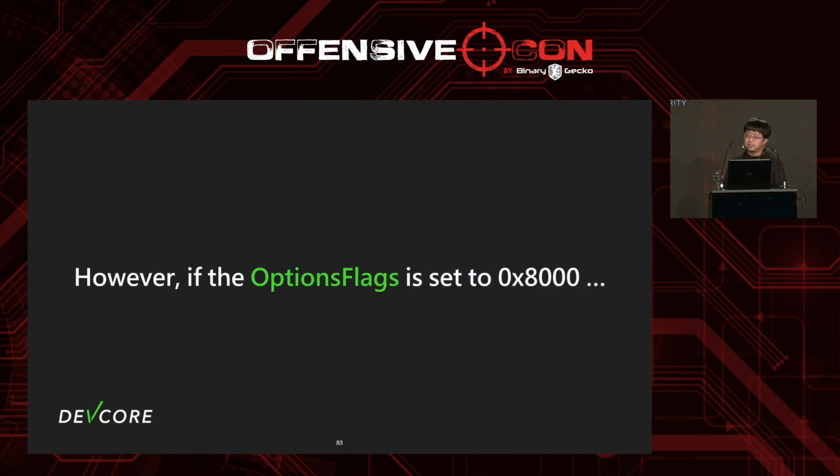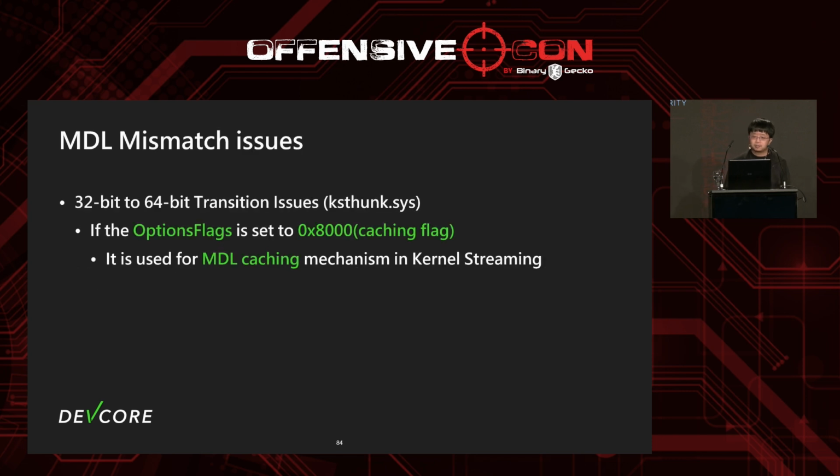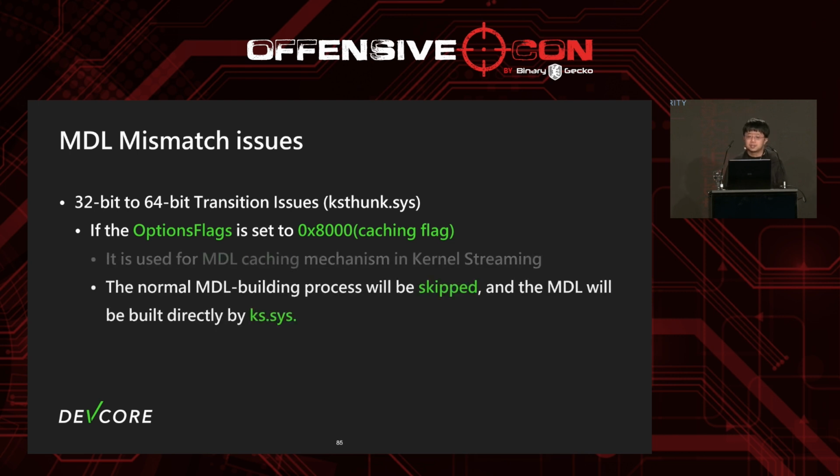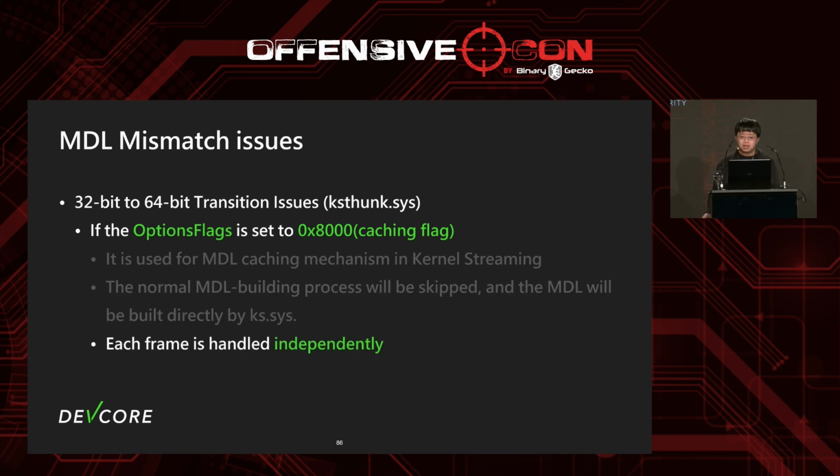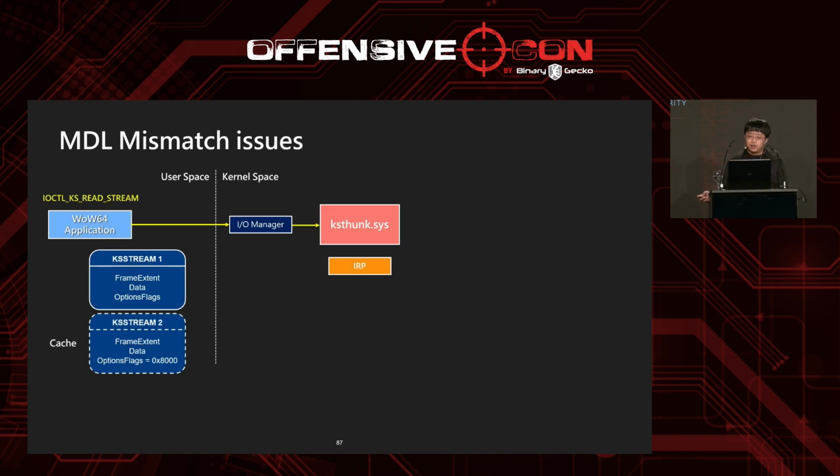However, if the option flag is set to 0x8000, the normal MDL allocation process will be skipped by KSUNC. Actually, the flag is used for the MDL caching mechanism in kernel streaming, but I will not detail them here. You just need to know that it causes KSUNC to skip MDL allocation. Moreover, each frame is handled independently. When you submit multiple frames, it's possible to have just one with the cache flag. Let me give you an example. Suppose we submit 2 frames, and the second frame has the cache flag.